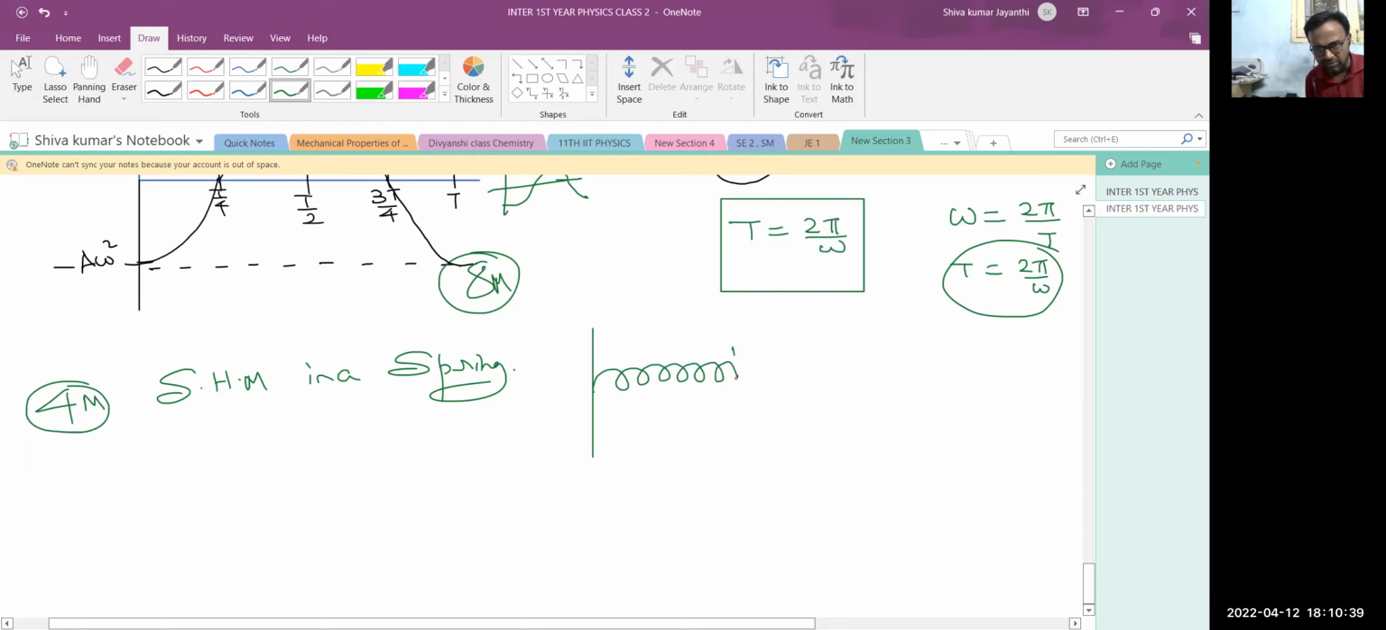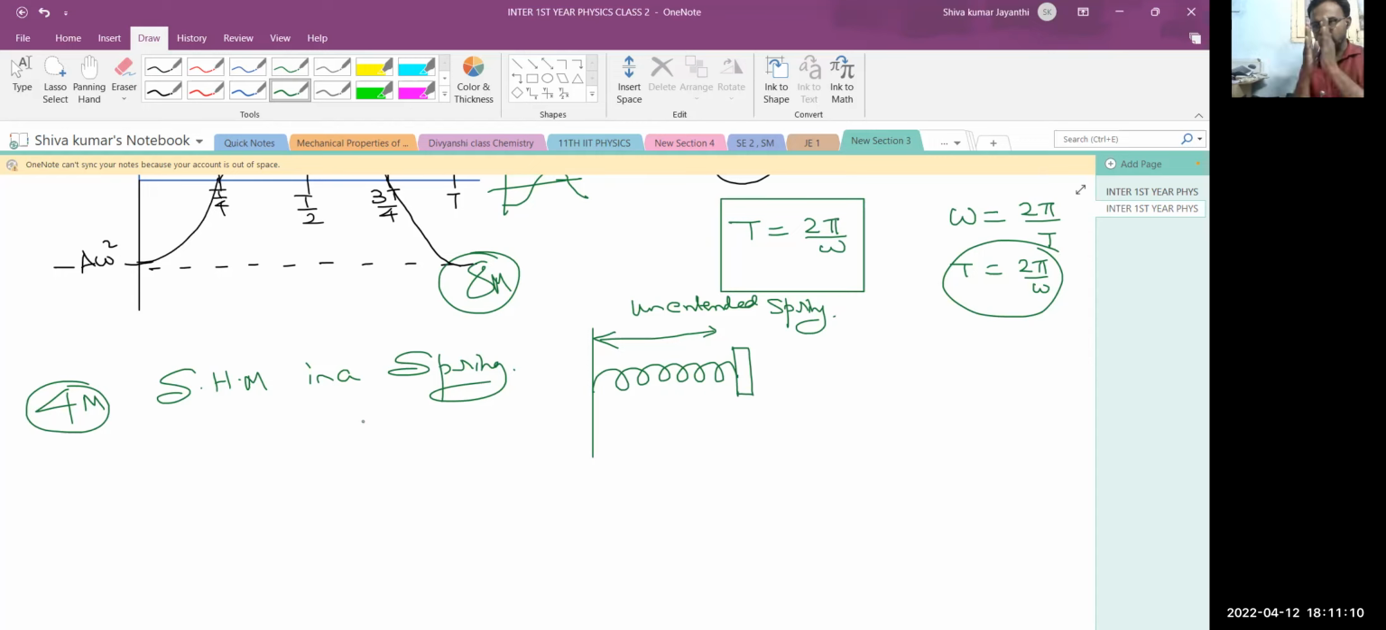S.H.M in a spring. This is a normal spring, an unextended spring, meaning a normal spring without any extension. So in a spring, what happens? When you press the spring, you are applying a force, compressing it. But is it happy? Will it stay like that? No, it will try to elongate. Will it elongate only to its original mean position? No, it will elongate more, and after that it will execute oscillations. That's what a spring does.